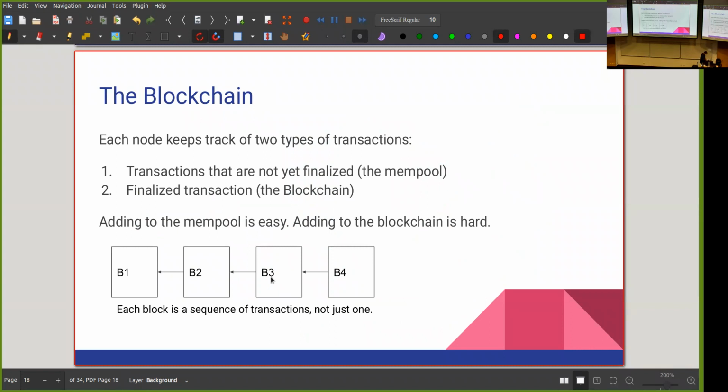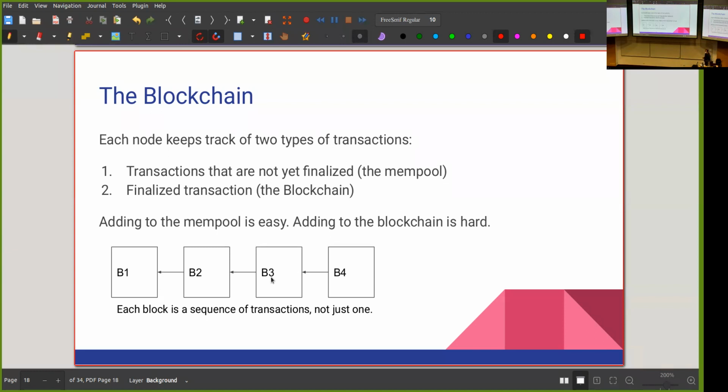Okay. So the idea here is pretty simple. The idea is that as a node on the network, instead of just keeping track of transactions, we ask everyone to keep track of 2 types of transactions. There are transactions that are already finalized, so transactions that you know are in the consensus. And these will go into the second category here, which we call the blockchain.